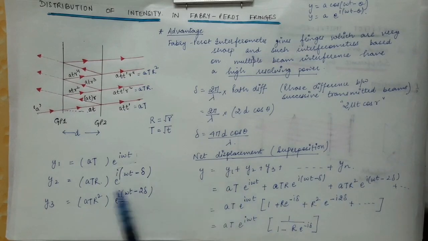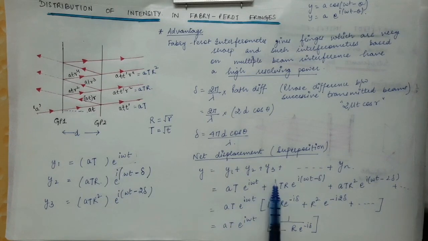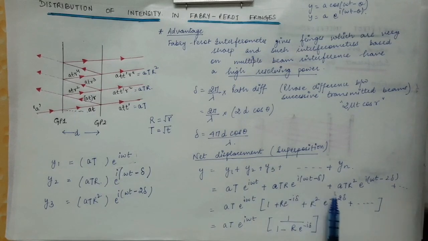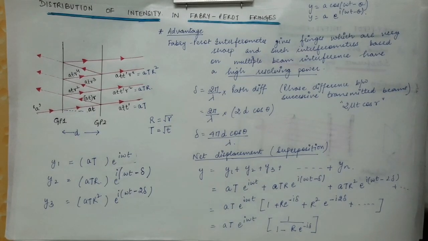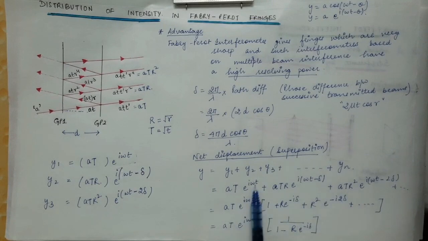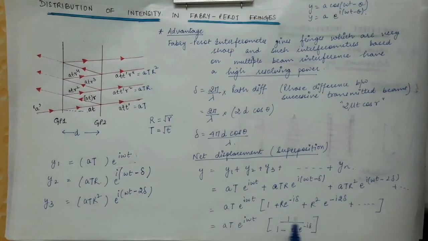The first transmitted ray will be AT e^(iωt). The second will be ATR e^(iωt − δ). The third will be ATR² e^(iωt − 2δ). You take this particular term common, because it is common in all the terms. When you take it common, you get 1 plus r e^(−iδ) plus r² e^(−2iδ), then plus r³ e^(−3iδ), and so on.